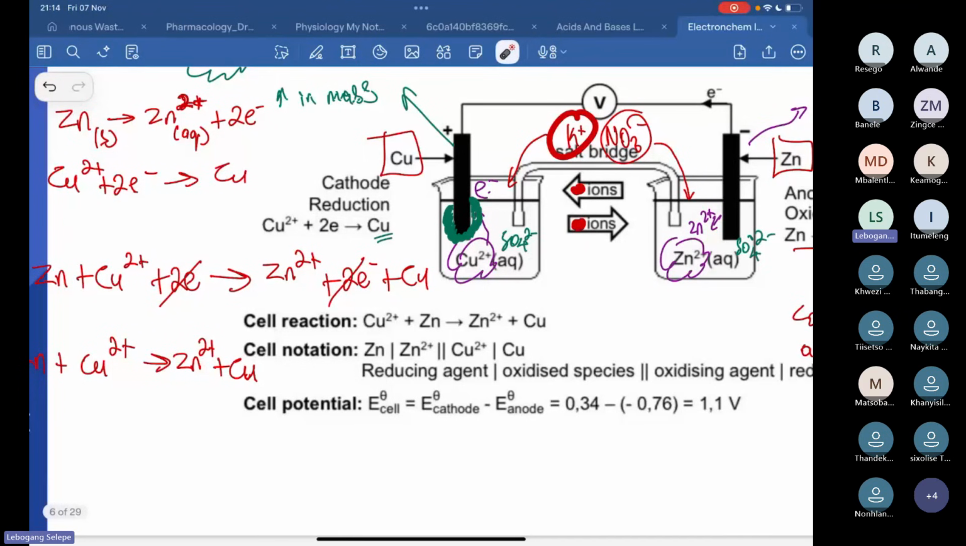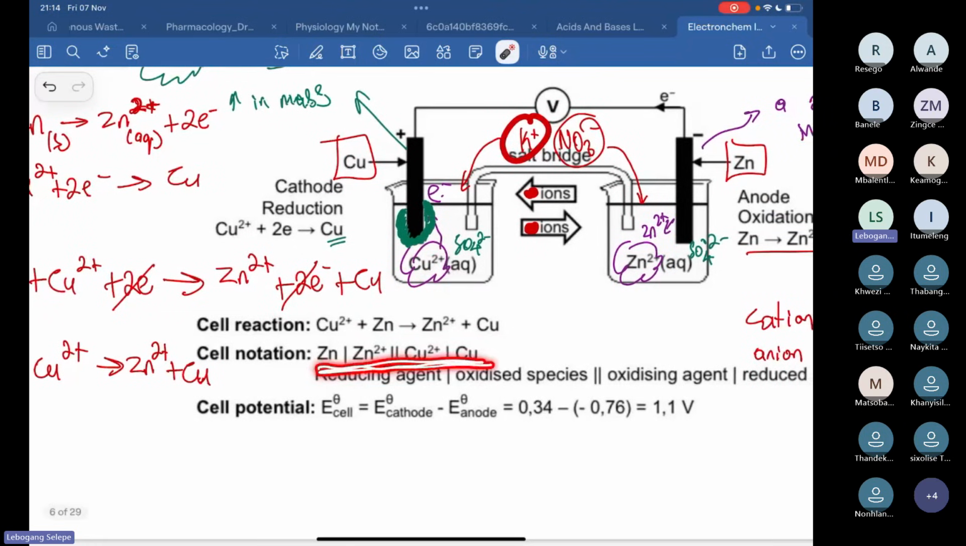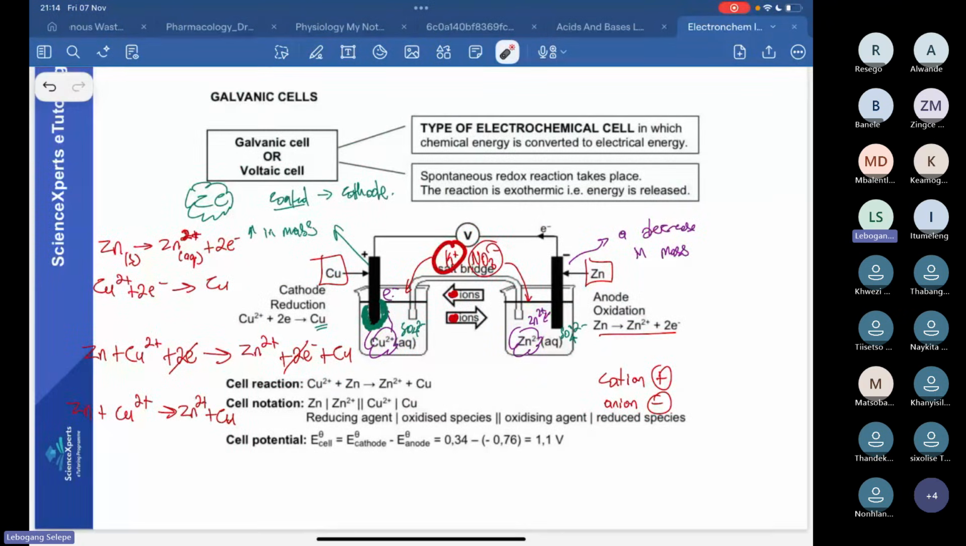Then on the other half cell, let's see what happens. We started with Cu2+. Remember, here we are only interested in the things that are involved in the redox reaction, because it's Zn and Cu2+ that reacted. So we started with Cu2+, it gained electrons, it changed phase, then it became Cu solid. So this is how you write your cell notation.